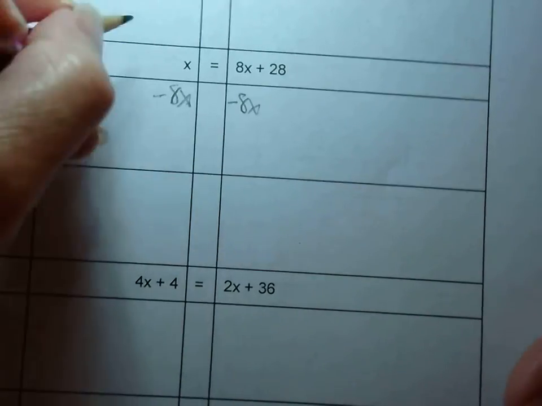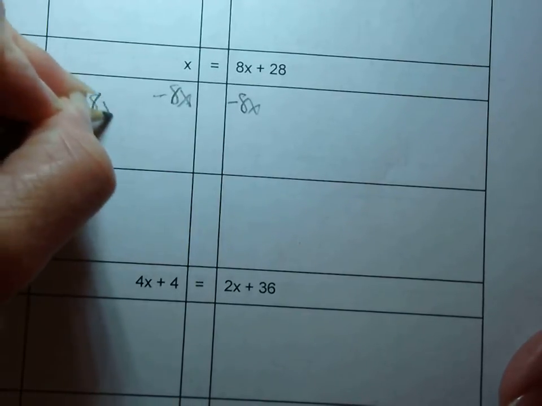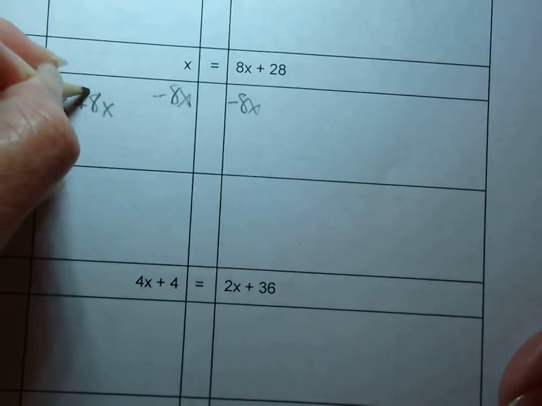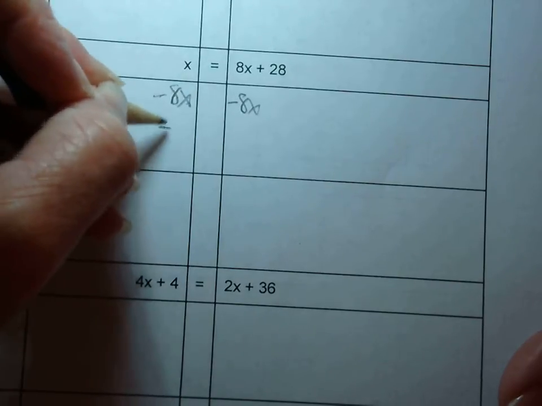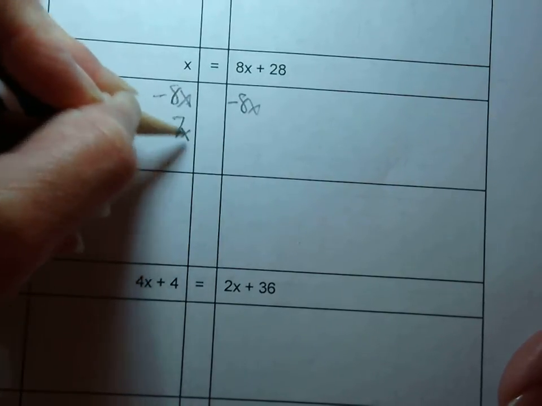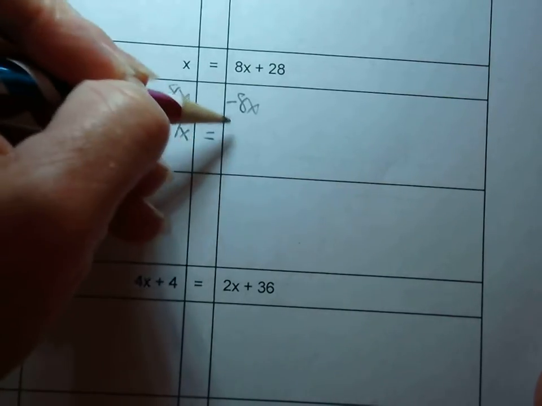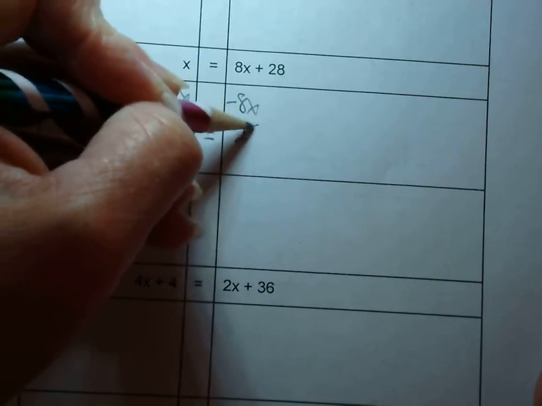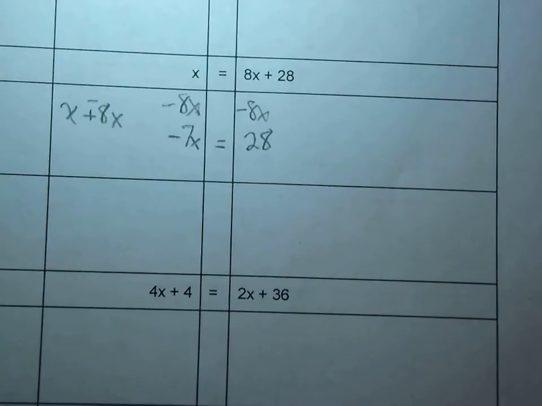So what if we wrote it out? We have x minus 8x. So we'd add the opposite. So what would it be? It would be negative 7x. And we're left with a, what? A positive 28 on this side. That works.